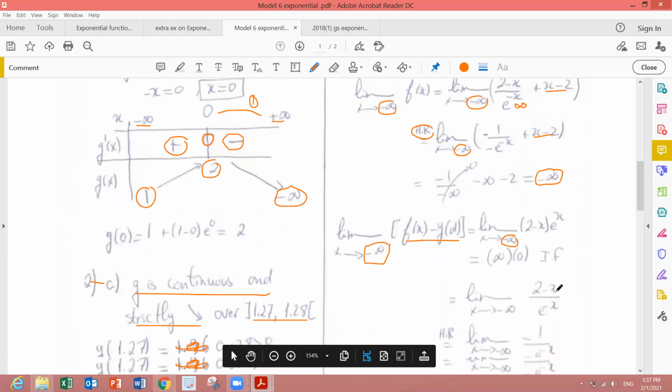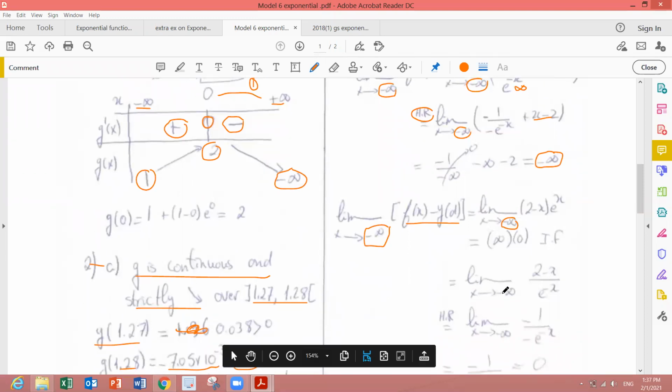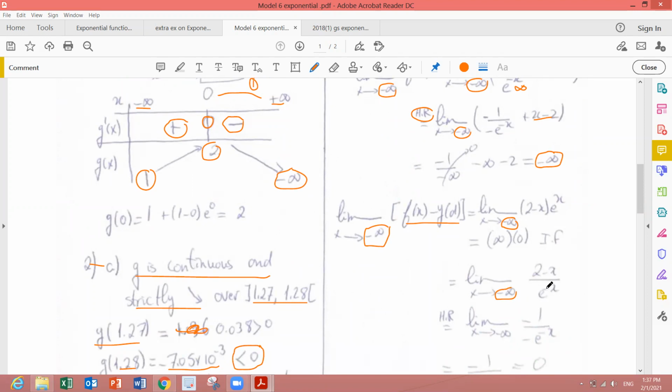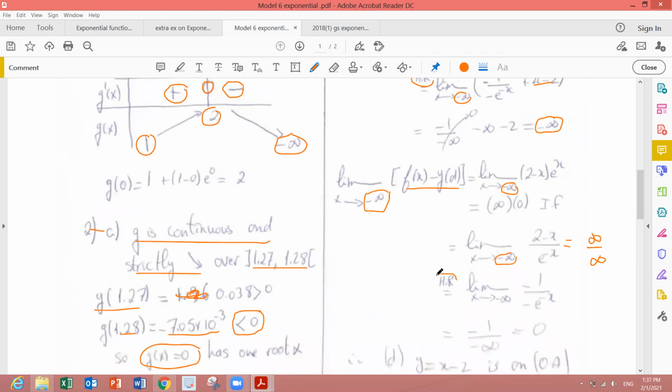Indeterminate. Changing the form, limit as x tends to minus infinity. Putting e to the x in the denominator, it becomes 2 minus x over e to the minus x. We get infinity over infinity. We apply Hospital's rule.